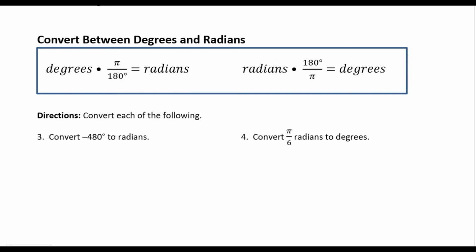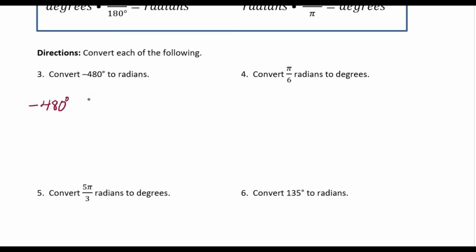All right, so let's look at problem number 3. Convert negative 480 degrees to radians. Start by writing down the number that you're given. And we are going to multiply this number times some fraction. And what I always like to do is look at the units that I start with. I'm starting with degrees. I want degrees to go away. I want them to cancel out. So I know I need degrees in the bottom part of my fraction. So I have 180 degrees in the bottom part of my fraction, and pi is going to be in the top part of my fraction.